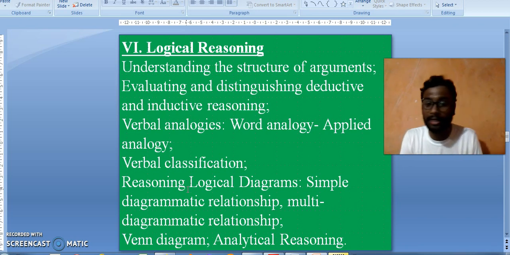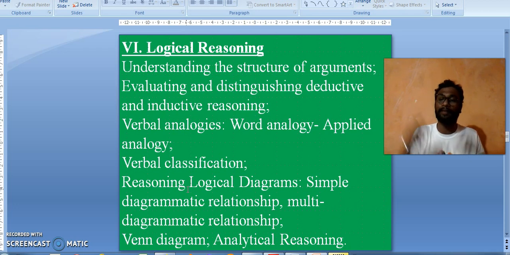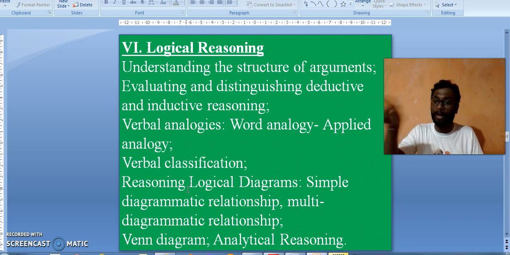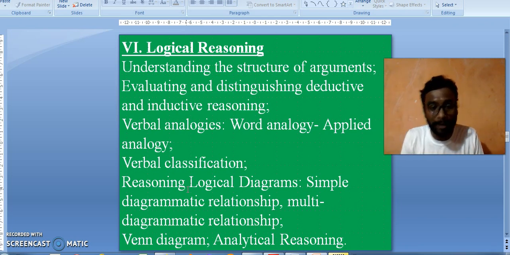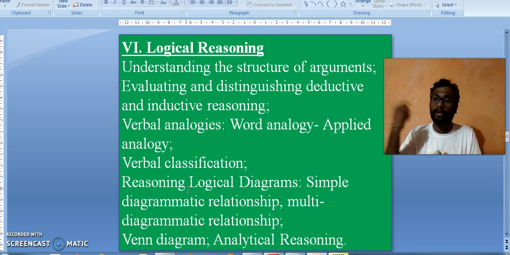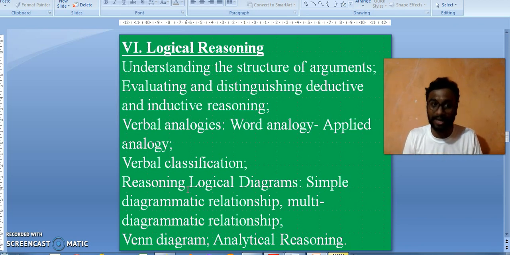Simple diagrammatic relationships. Normal diagrams will be given and you have to find the relationships. Some common variables will be related to each other. You have to find the variables and match those diagrams. Multi-diagrammatic relationships: they will be giving you the Venn diagrams, intersection, union, total. You have to find out some questions related to the Venn diagrams. Analytical reasoning you have.